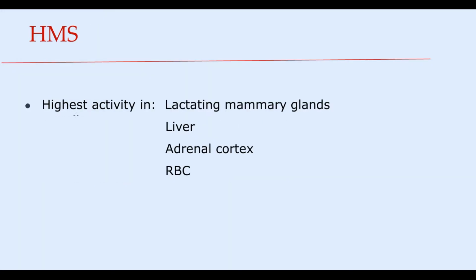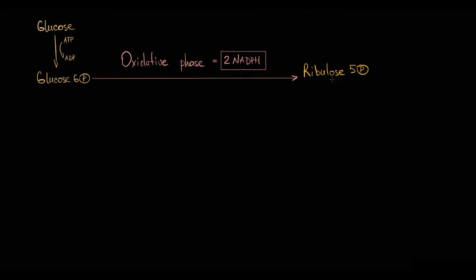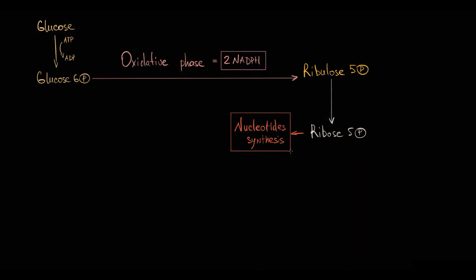And we have tissues with the highest activity of hexose monophosphate shunt. It's lactating mammary glands, liver and adrenal cortex. So basically these are tissues with the highest activity of fatty acid synthesis and steroid synthesis. And also red blood cells, where NADPH molecules are required for antioxidant defense. Then the end product of oxidative phase, ribulose 5-phosphate, can be converted into ribose 5-phosphate, and ribose 5-phosphate is a substrate for nucleotide synthesis. Nucleotides, as we know, are required for synthesis of DNA and RNA molecules.